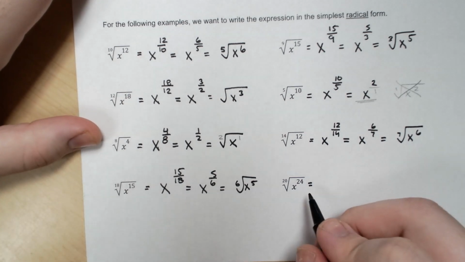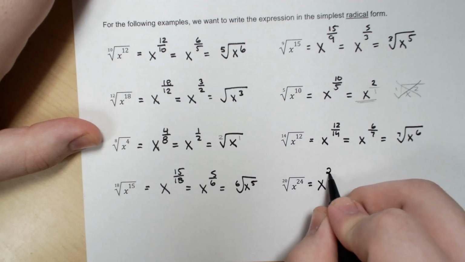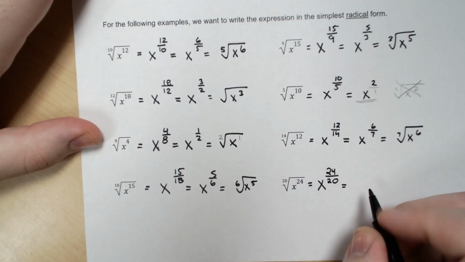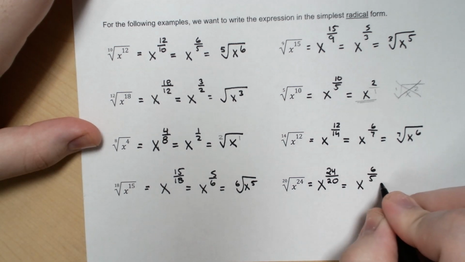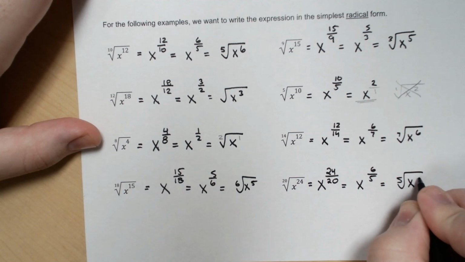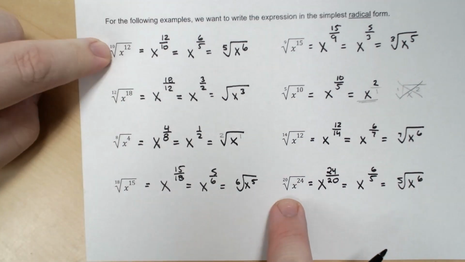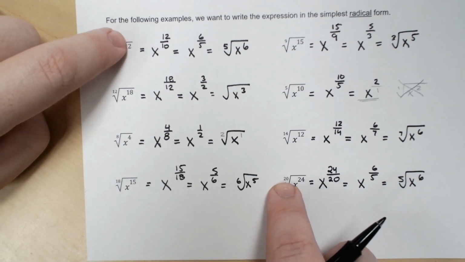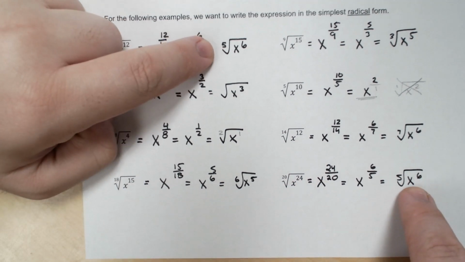And last one, we've got the 20th root of x to the 24th power. So x to the 24 over 20, that will reduce down to x to the 6 over 5, which will give us the 5th root of x to the 6th power. Which is funny, because that's actually the very first one from this section as well. You can see that when the index doubled and the power doubled, we end up with the exact same radical either way.